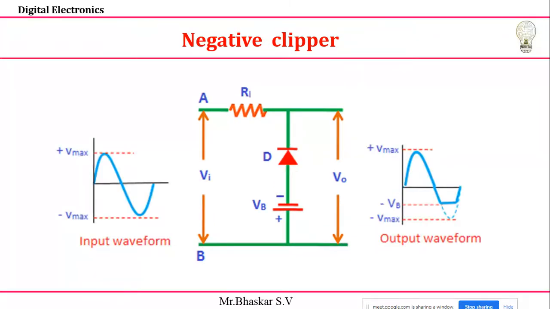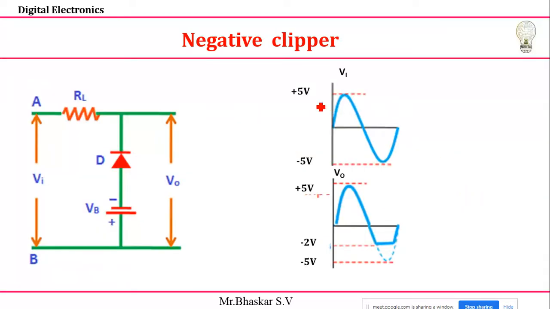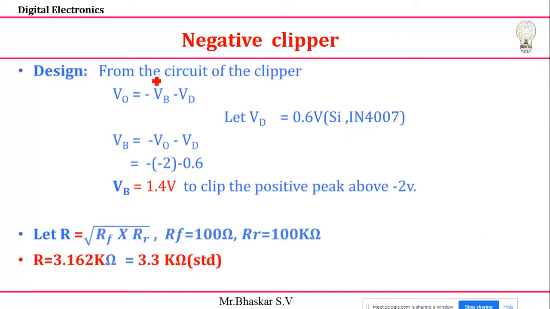So just check it out. Negative clipper is very simple. Same circuit, if you reverse the diode and the power supply, I'll get the negative clipper circuit. That's all. See, the analysis is also the same thing. The negative part will be clipped off. How? Just see that I have plus 5 volts and minus 2 volts. Below minus 2 volts, the signal will be clipped off. How is it getting clipped? The formula you can just check out.